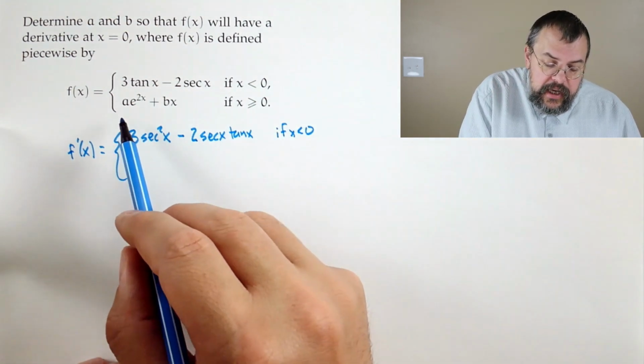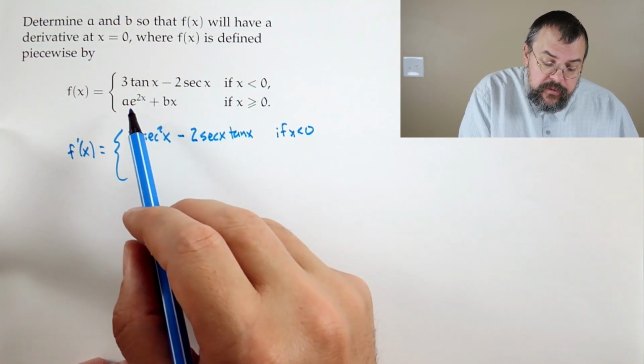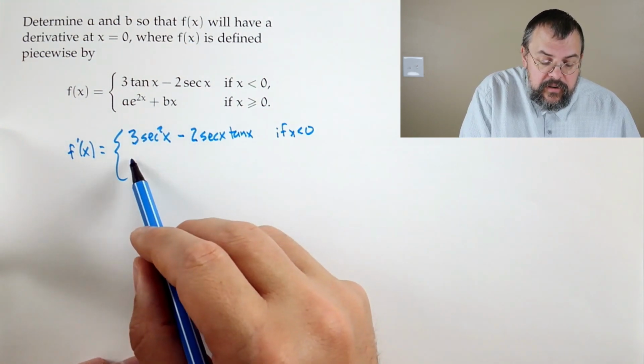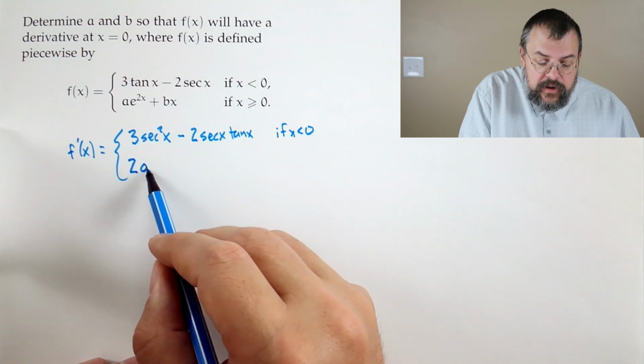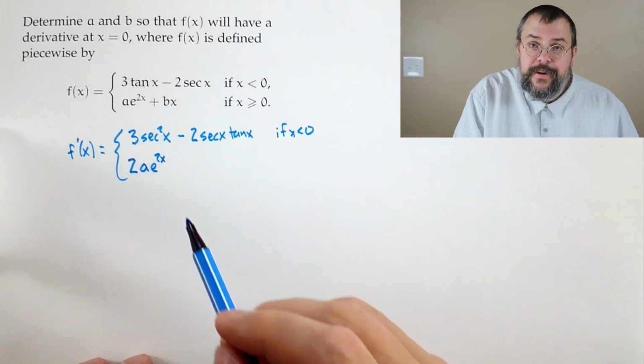Now I come to a e to the 2x plus bx. Well, we've figured out how to take the derivative of e to the 2x, so that brought down a 2. So 2a e to the 2x. We did that before in some of our practice.